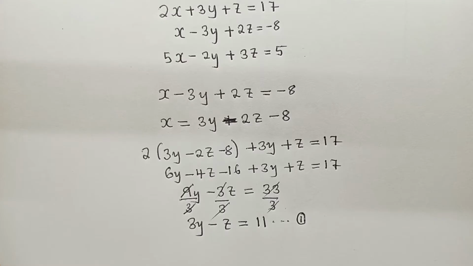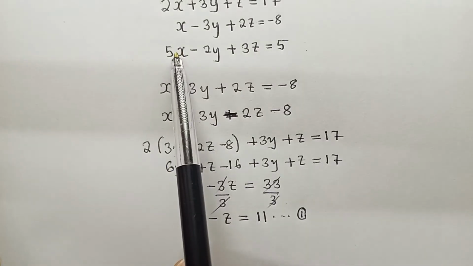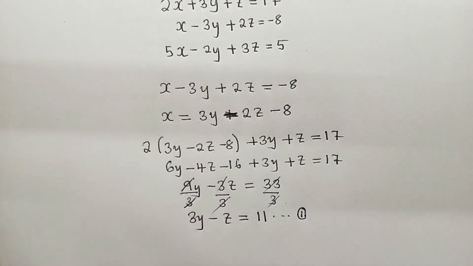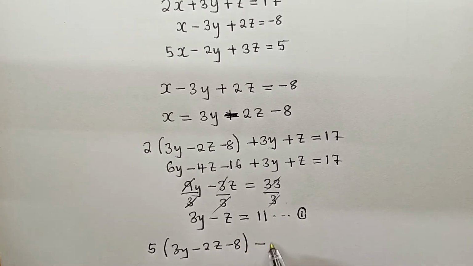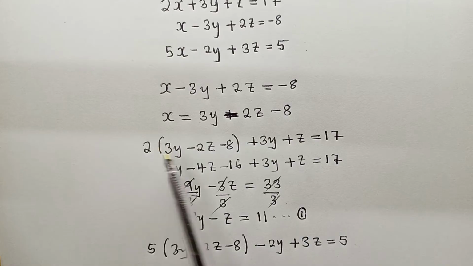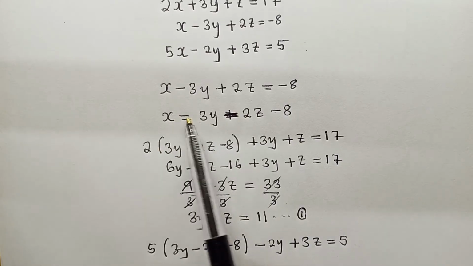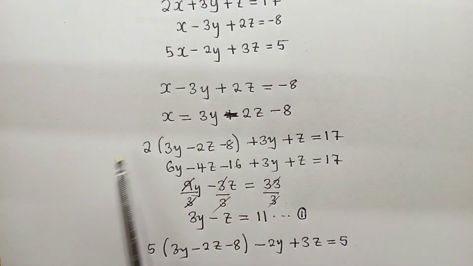All right, so now we go to equation 2, or we try to work out equation 2. So this time around, we will substitute right here. We substituted here, now it will be here. So we shall have 5, open bracket, 3y minus 2z minus 8 close bracket minus 2y plus 3z is equal to 5.